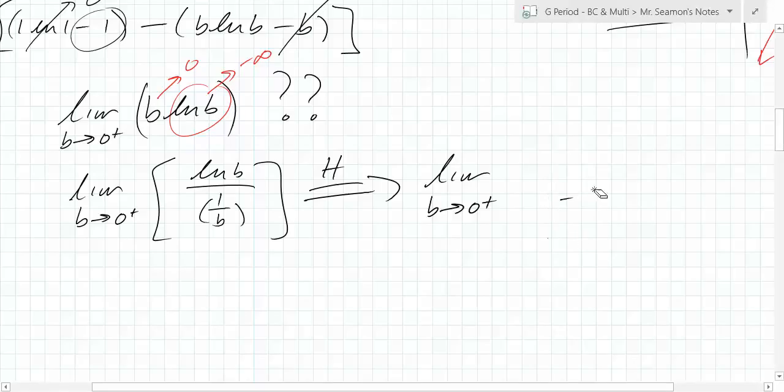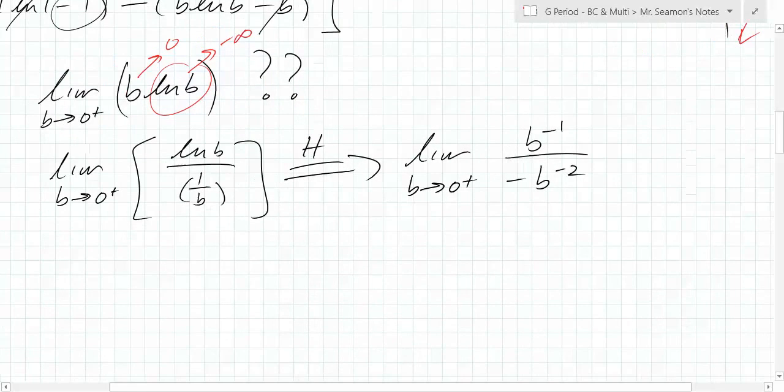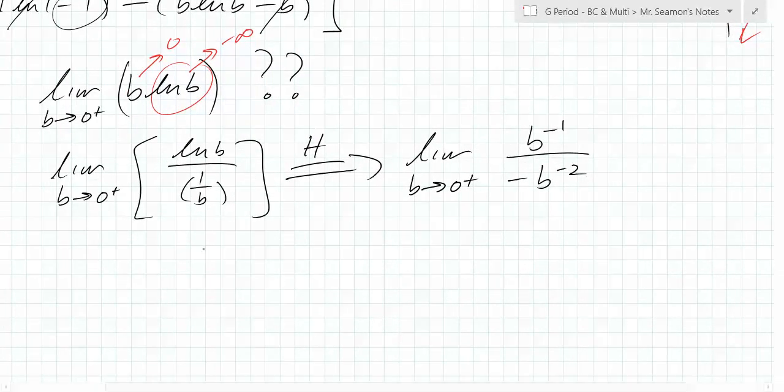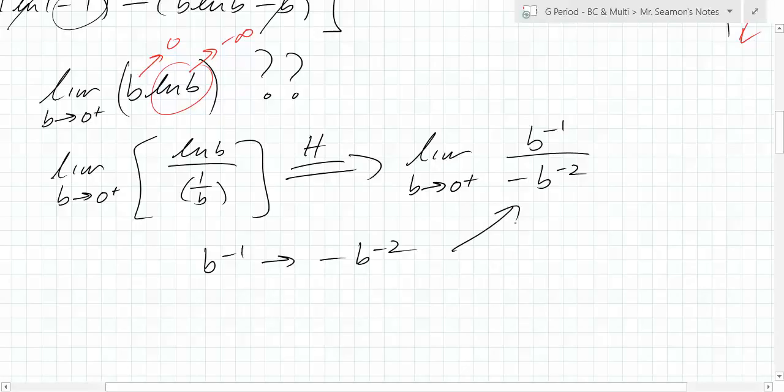Okay. Let's try this again. The derivative of ln b is going to be b to the what? Negative 1. This is b to the negative 1, so it's going to be negative b to the negative 2. Can we clean this up a little bit? We sure can. The derivative of b to the negative 1, if you differentiate it, is negative b to the negative 2. That's how we got that. Okay, I'm confused.